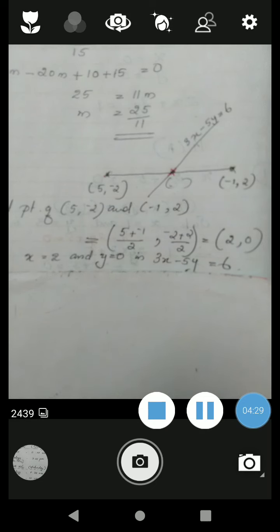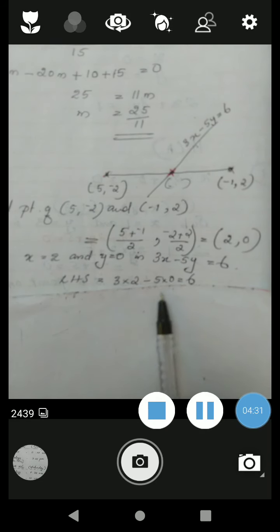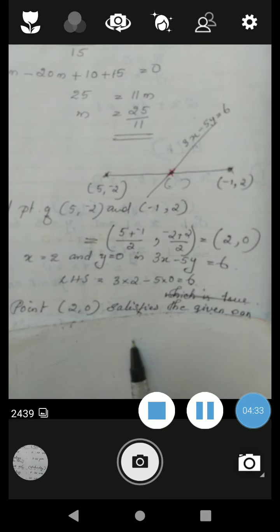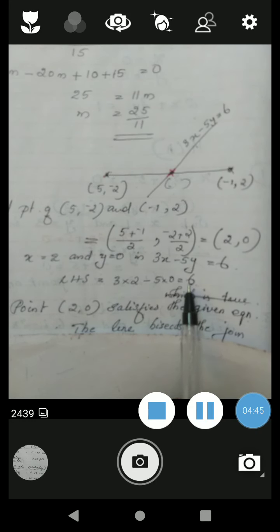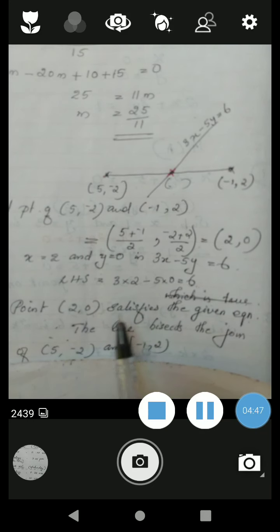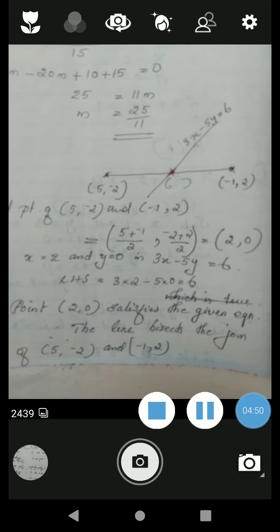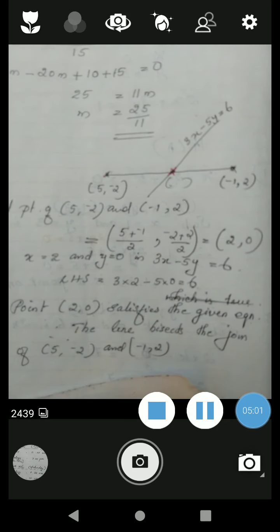Therefore, substitute x = 2 and y = 0 in this equation and we get 3 into 2 minus 5 into 0, that is 6 minus 0 is 6. So, that equation satisfies. Therefore, what can we say? Point (2, 0) satisfies the given equation. Therefore, the line bisects the join of (5, -2) and (-1, 2). In this way, we can do problems. Okay.